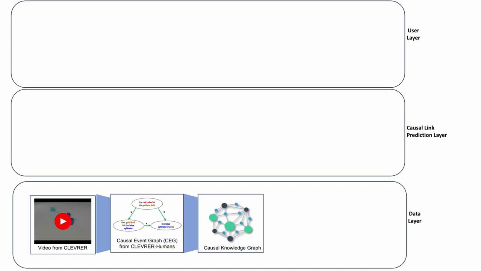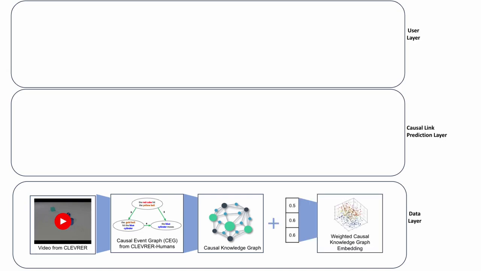Using the object level information from the video and event information from the causal event graph, we create a causal knowledge graph. The generated causal knowledge graph is conformant with our published causal ontology pattern. In the next step, we use the causal effect weights along with the causal triples to train a weighted knowledge graph embedding model, which will be used for causal link prediction. This is the first work to our knowledge which incorporates causal weights in the causal link prediction framework for visual question and answering.